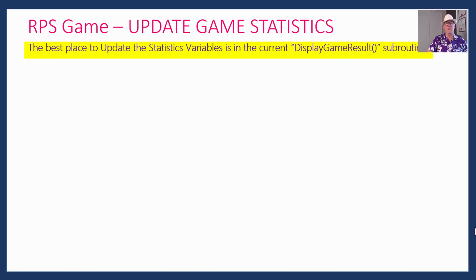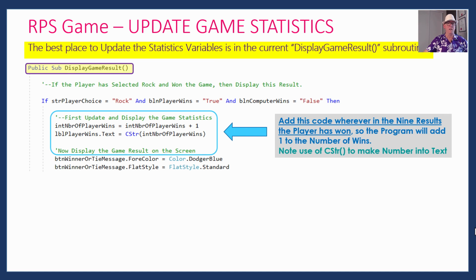So the best place to update these statistic variables is where we're doing the display game results. So I've already got this subroutine which is putting up the flashing animated GIFs. So if they've won and we've got rock flashing, well, that's the best place to add on another win for the player, okay? So it makes sense that we do it in that existing subroutine.